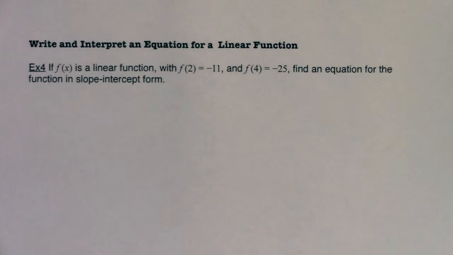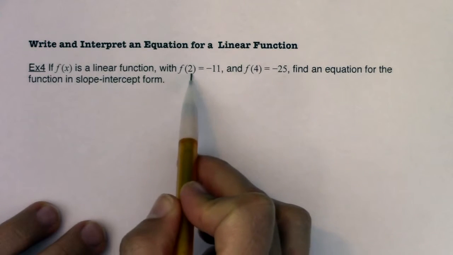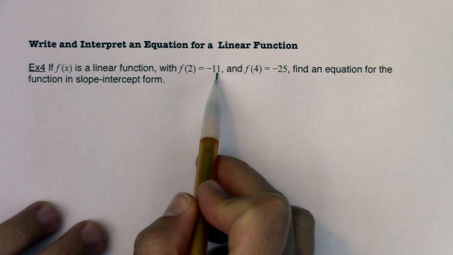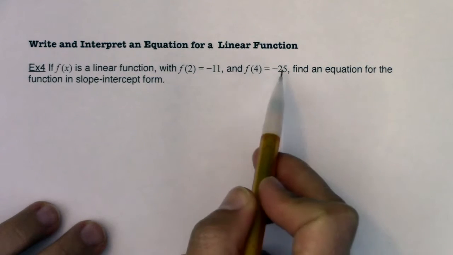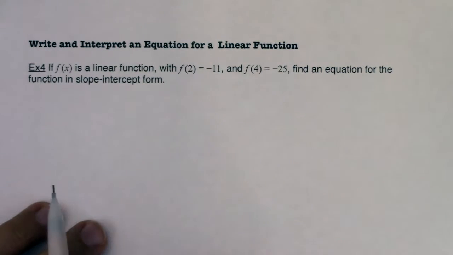Math 31, welcome to example 4. We're going to write the equation of a linear function given some information. It says if f of x is a linear function with f of 2 equaling negative 11 and f of 4 equaling negative 25, find an equation for the function in slope-intercept form.